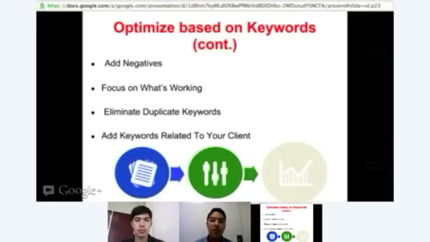The final thing is, once you've added keywords, your job might not be done. You might consider adding new keywords, just like you consider taking out keywords with negatives. So if you're not getting enough traffic, you might consider adding some more relevant keywords to hopefully get more business for your client. Next slide, please.